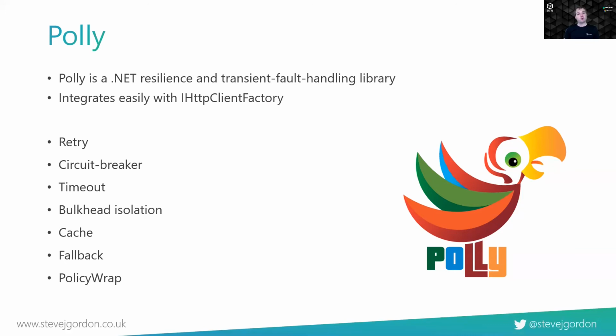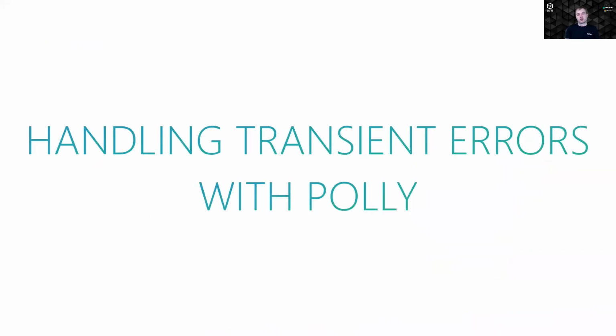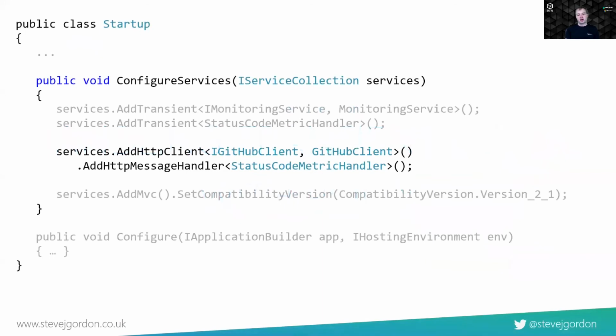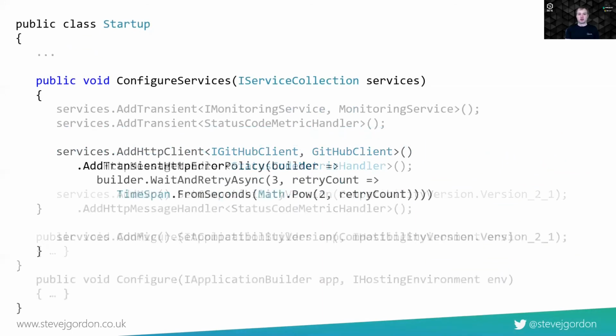And that's particularly useful in microservice environments where you might have service A calling B, calling C, calling D, and you don't want failures in one of those to affect the others. We can handle all of that by building quite complex policies if we need to. So let's have a look at a really simple one. What we want to do is add retry to our external calls to GitHub. To achieve that, we can add the transient HTTP error policy here onto our request.